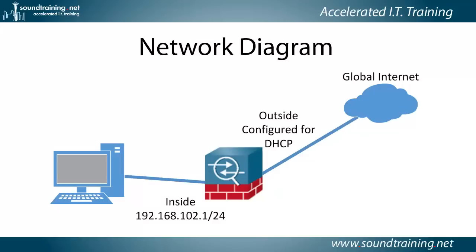Here's the network diagram that we're using. It's pretty simple, as you can see. We've got the inside interface configured for 192.168.102.1 with a 24-bit subnet mask. If you're using something different, then you'll just need to make a note of that and change some of the commands, but you should still be able to follow along. And I've got the outside configured for DHCP, and that's connected directly to the global internet.